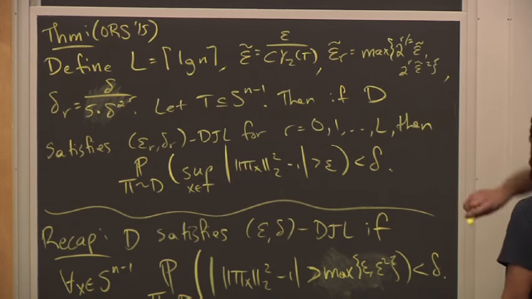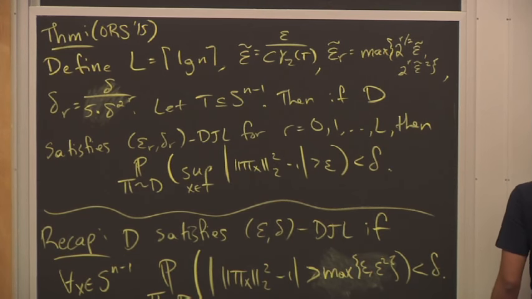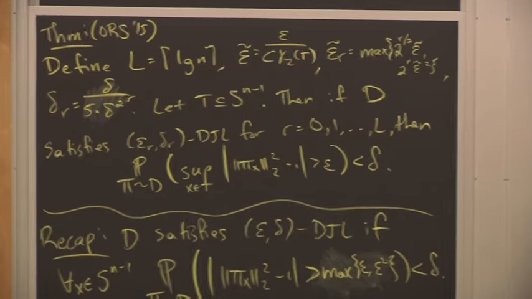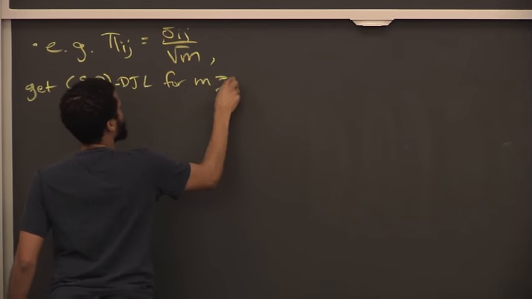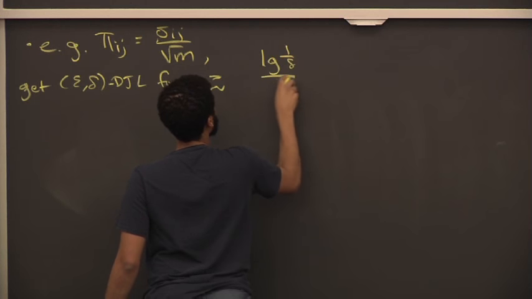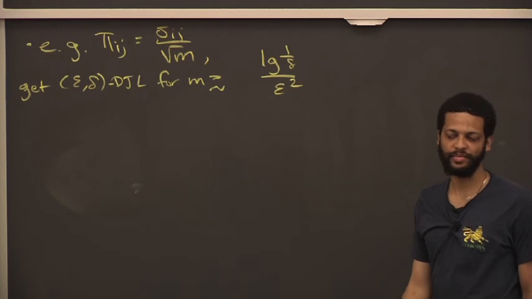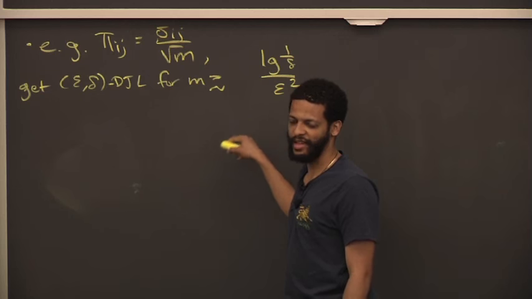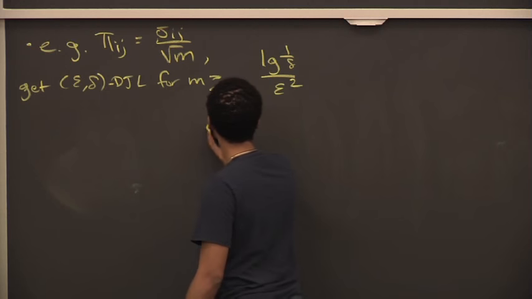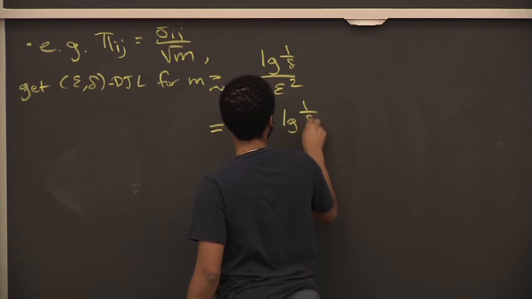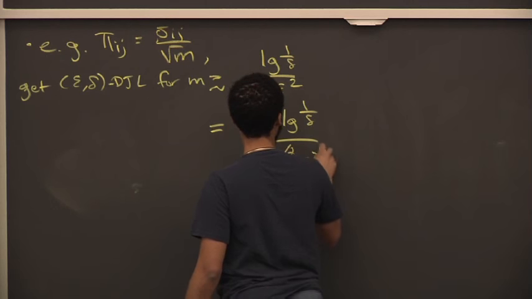Okay, just before I prove this, think about what this means for, say, a random sign matrix. We've seen before already that if pi_ij is a random sign sigma_ij over root m, we get epsilon-delta DJL for m being something like log 1 over delta over epsilon squared. Here I'm imagining epsilon is less than 1. If epsilon was bigger than 1, you really only need to divide by epsilon. That followed from the Hanson-Wright proof. But notice that log 1 over delta over epsilon squared is the same thing as 2^r log 1 over delta over 2^r epsilon squared, for any r.